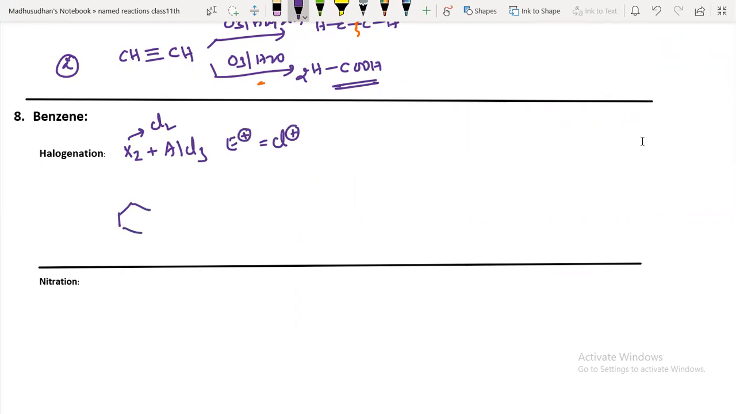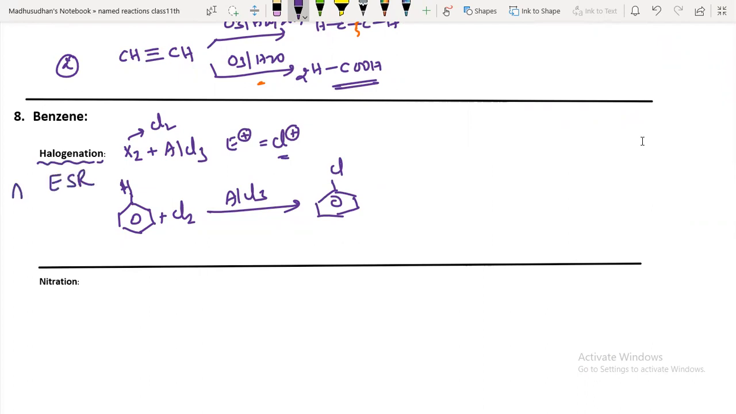So benzene in the presence of chlorine, AlCl3, it will give you chlorobenzene. What is the name of this? Chlorobenzene. Here, one of the protons, H plus, is replaced by Cl plus. So this halogenation of benzene is a type of aromatic electrophilic substitution reaction. In this type of examples, the important point is what is the electrophile formed and what is the function of AlCl3. AlCl3 acts as a Lewis acid here. It helps in electrophile formation.